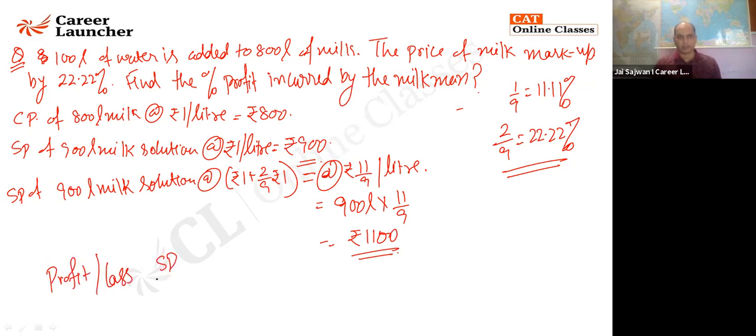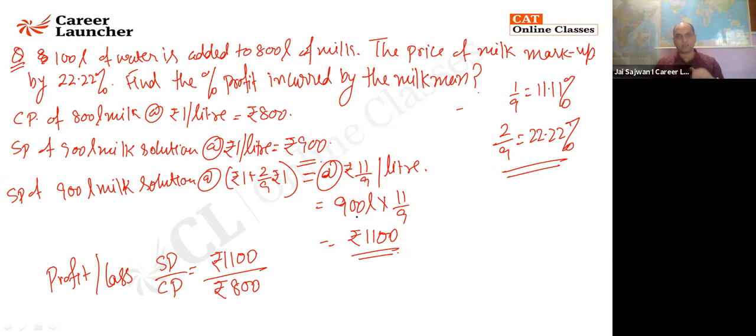I'll say it is selling price upon cost price. So I know it is revenue of 1100 that I'm getting, over my investment was 800. I hope you can understand. There are two things that I'm doing here. First thing is that I added 100 liter of water to 800 liter of milk. So 900 liter of solution, though it is not sold at that price, if it would have been sold at ₹1 per liter, it could fetch me ₹900.